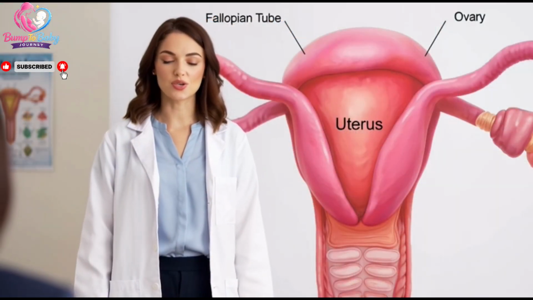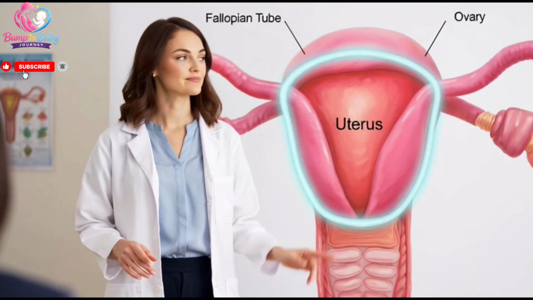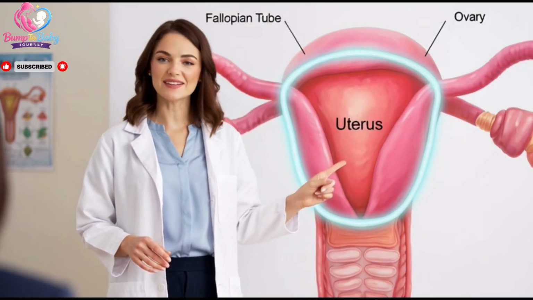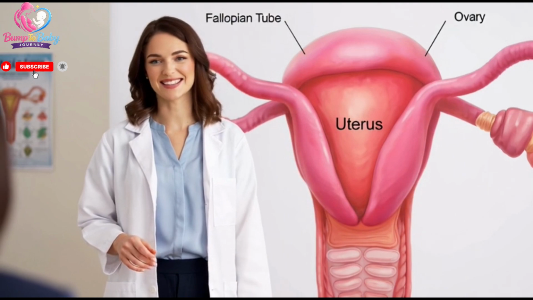This is the uterus, the organ where the baby will grow during pregnancy. The uterine wall provides a safe, nourishing environment for the fetus. It expands as the baby develops.